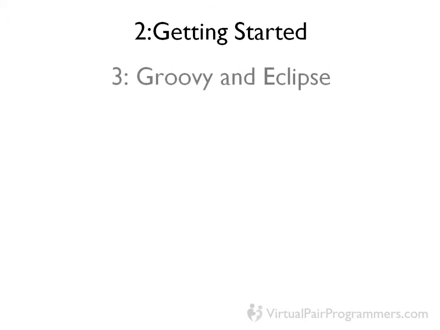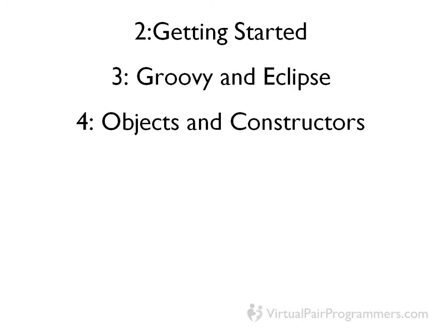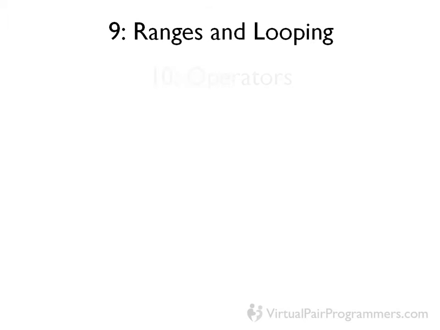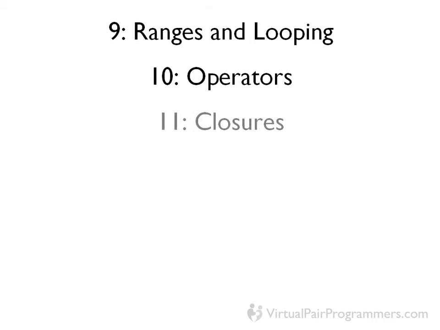In chapter 3, we'll see how to configure Eclipse to work with Groovy, and then we're ready to start Groovy coding. Chapter 4 will cover objects and constructors, and then we'll move on to look at dynamic typing in Groovy in chapter 5. Chapter 6 looks at methods in Groovy, and chapter 7 looks at exceptions. In chapter 8, we'll look at strings, and in chapter 9, ranges and looping. Chapter 10 looks at operators, including operator overloading, and in chapter 11, we introduce one of the important features of Groovy, which is called closures.